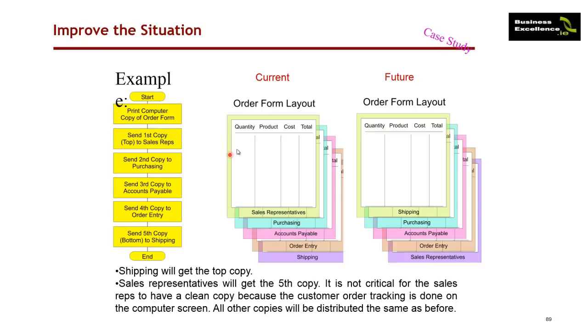So what we're doing is, the original process had sales got the first copy, purchasing got the second one, accounts got the third, order entry got the fourth, and shipping got the fifth one. We're now going to give the top copy to shipping, and we're going to give sales the bottom copy. There's an obvious question here that you might ask: well, if we're giving sales the bottom copy, surely we're presenting, or all we're doing is transferring the problem.